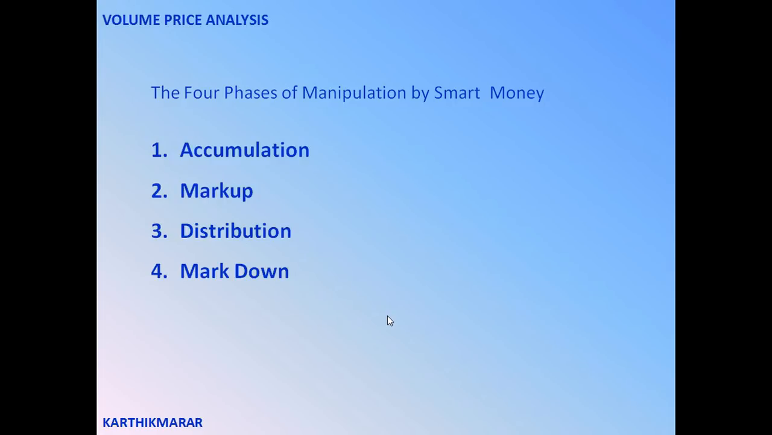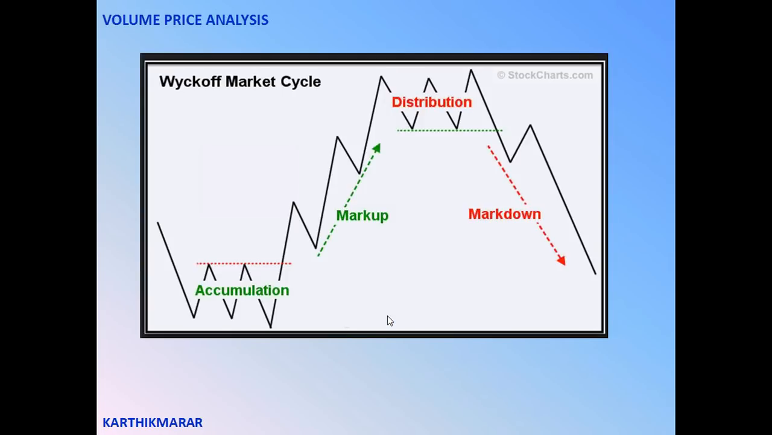Now, of course, the bull and bear campaign by the smart money is done in 4 phases. The 4 phases are accumulation, markup, distribution, and markdown. These are the 4 phases actually. Now, most of you must have seen this particular picture, which is called the Wyckoff market cycle, with the 4 phases mentioned: accumulation, markup, distribution, and markdown.